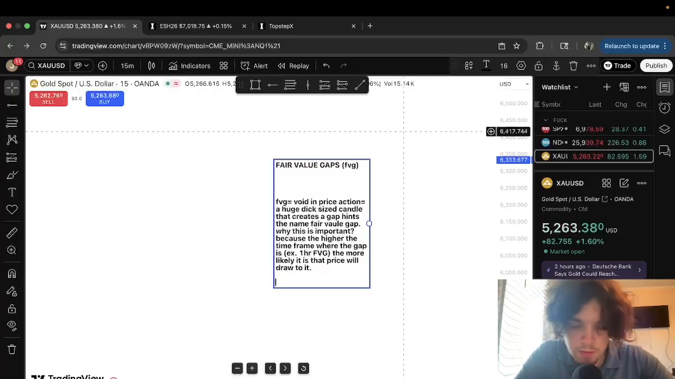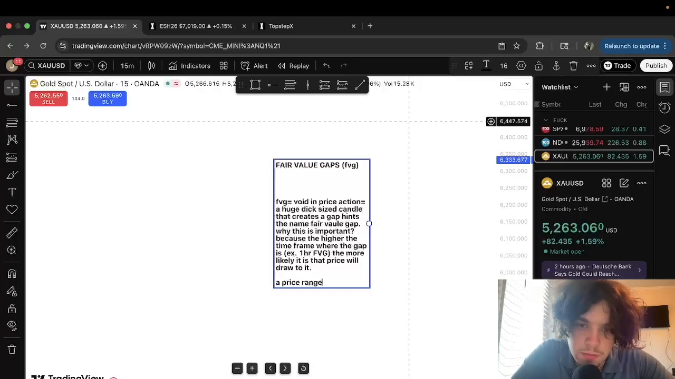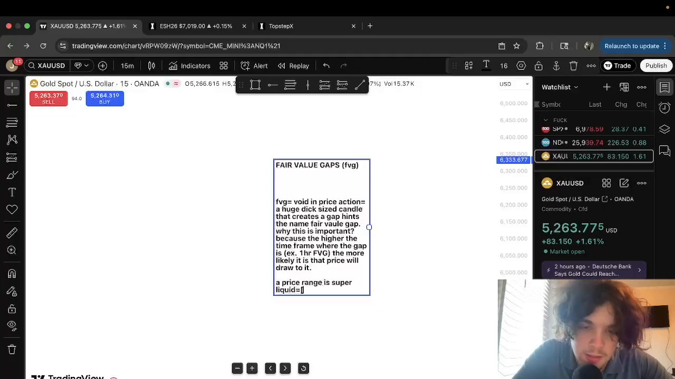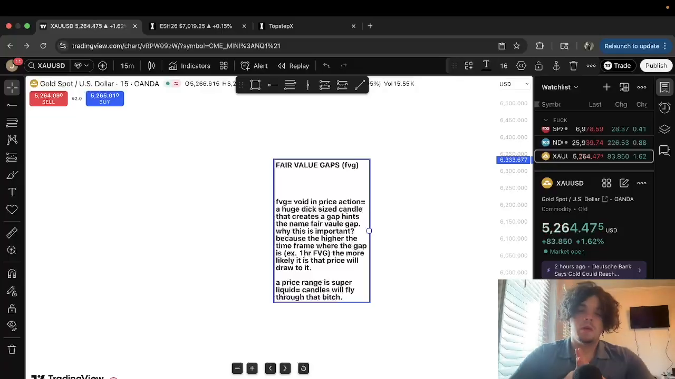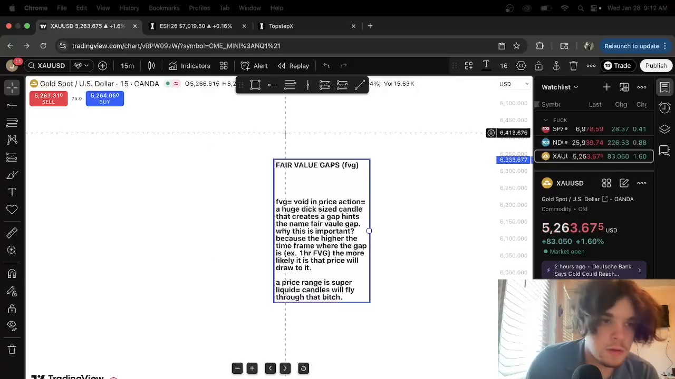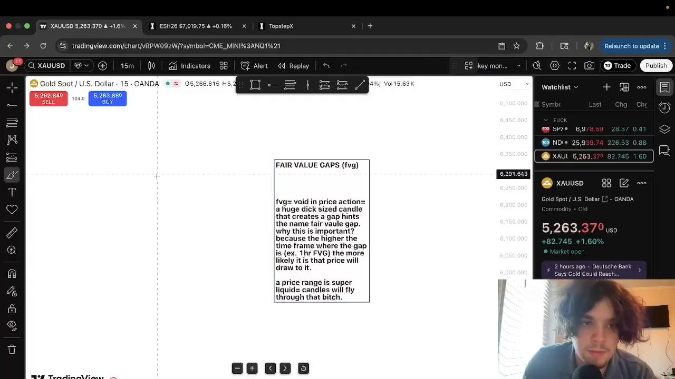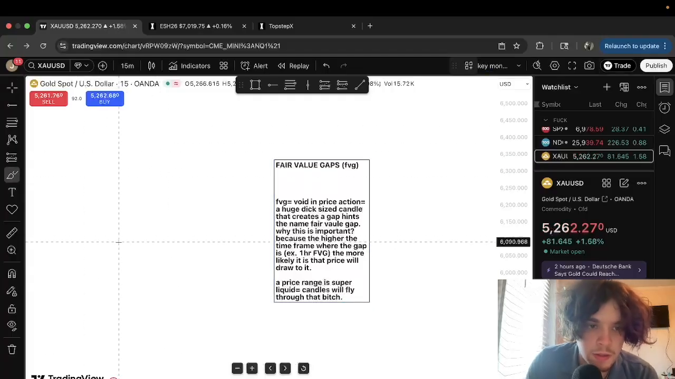What else about fair value gaps, right? So fair value gaps also mean that a price range is super liquid, meaning candles will fly through that. And I'll show examples of this in a few minutes, right? Actually, I'm going to show you fair value gaps, and I'm going to show you something else, right?